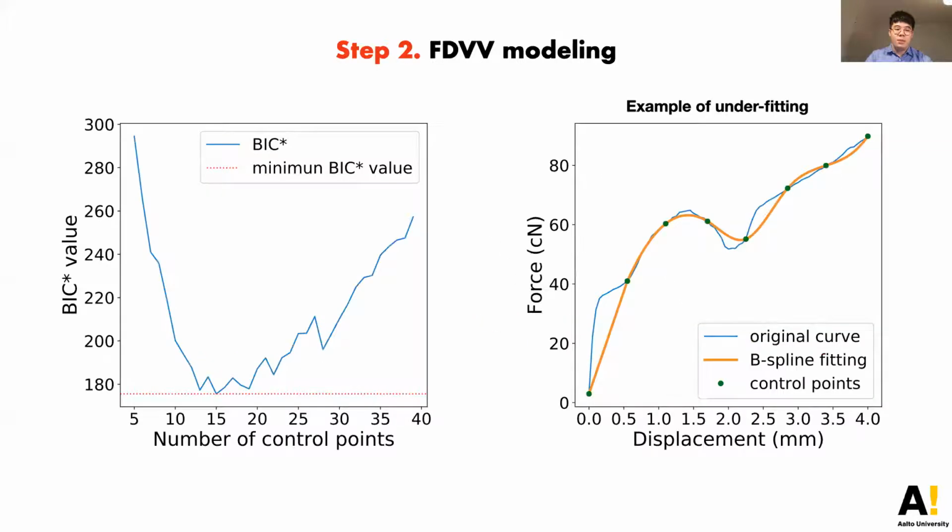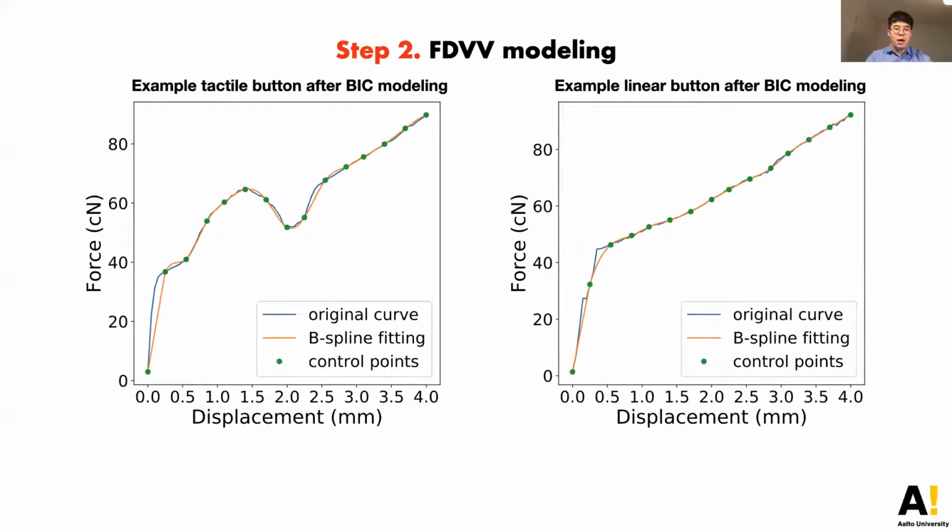Then we ran the BIC calculation over all the button data we collected before. It showed that with 15 control points, the overall BIC value will be the lowest. The image on the right shows an example of underfitting, so it suffers much information loss. Here are two more examples after B-spline modeling, one tactile button and one linear button. Overall, the buttons show a good fit.